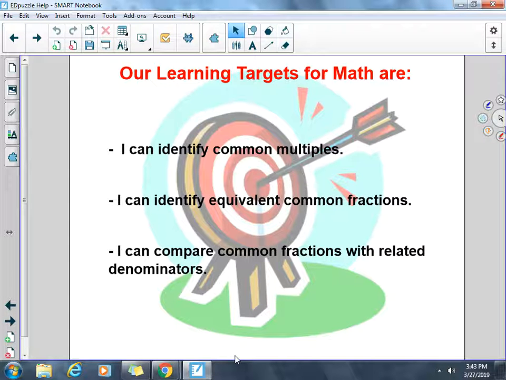All right, so our learning targets for tonight are: I can identify common multiples, or you're going to be able to find things that go together with multiplication. I can identify equivalent common fractions, which means you're going to find fractions that equal or take up the same amount of space. And your last target is I can compare common fractions with related denominators. So you're going to be comparing fractions that have denominators that aren't the same, but they are related.